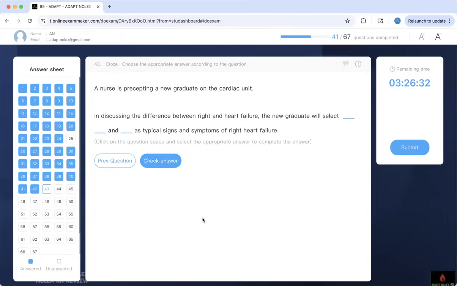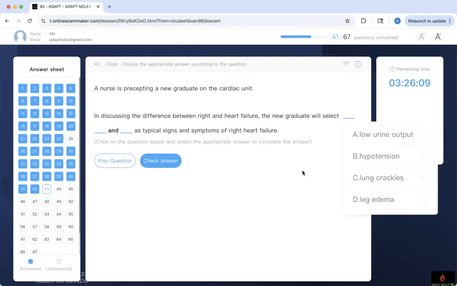And then preparing a new graduate today on the cardiac unit, in discussing the difference between right and left heart failure, the graduate will select what? Once again, in discussing the difference between right heart failure, the new graduate will select what? What is he going to select? Which one is the right heart failure? Low urine output, hypotension, lung crackles, and edema.